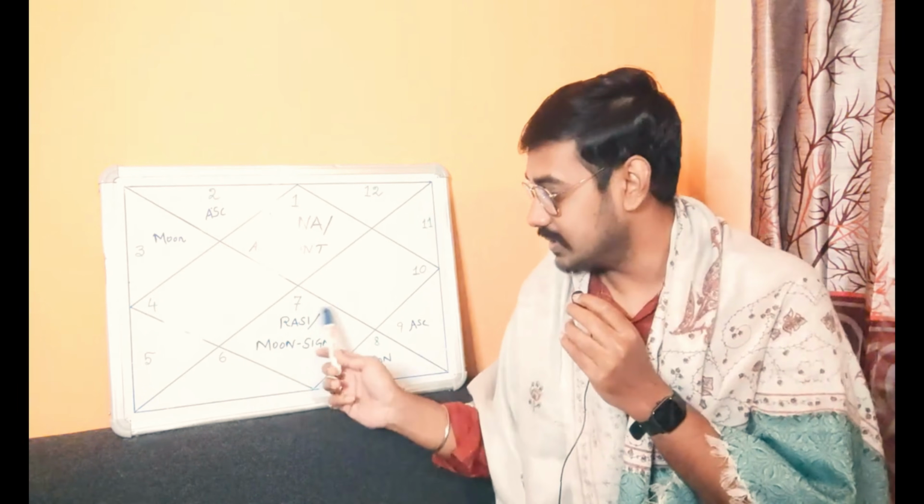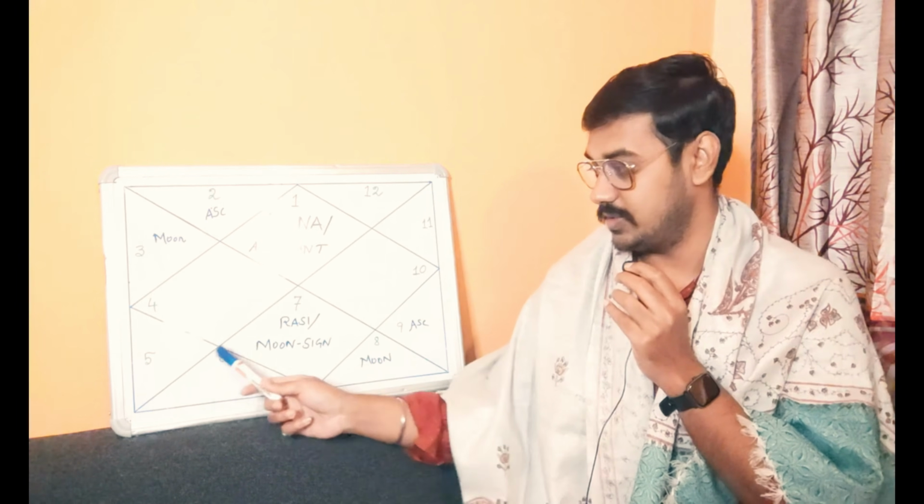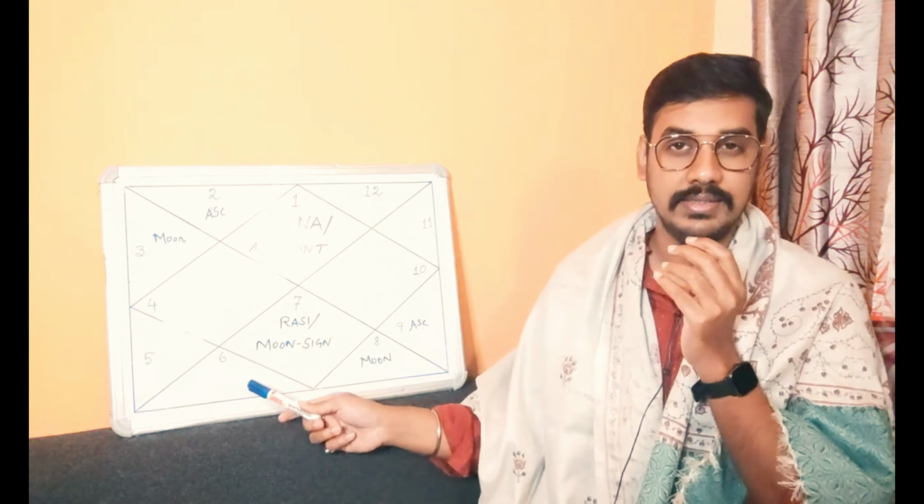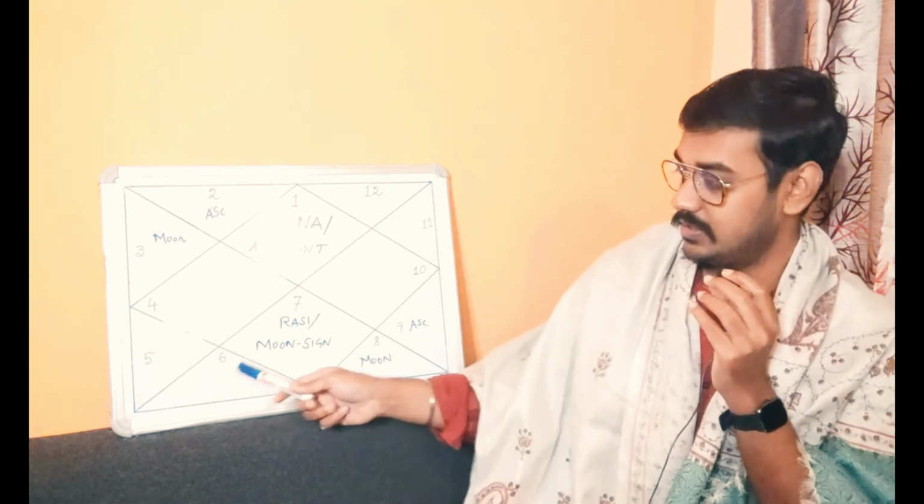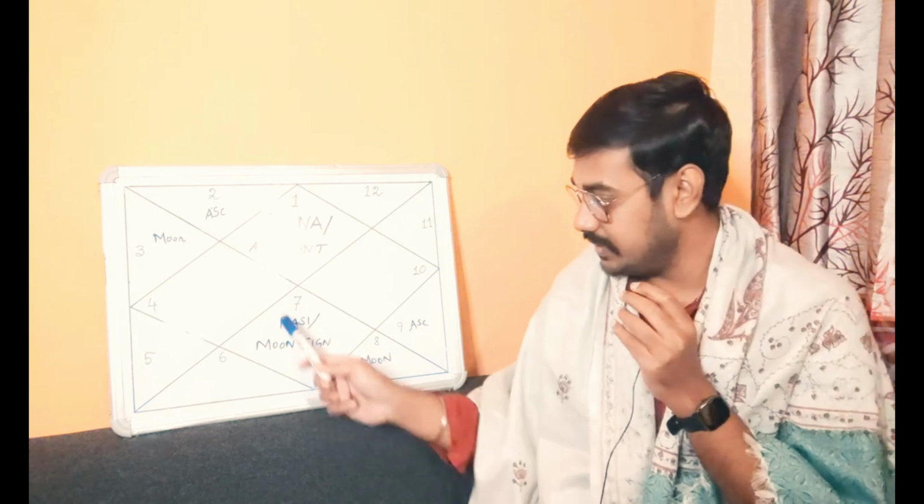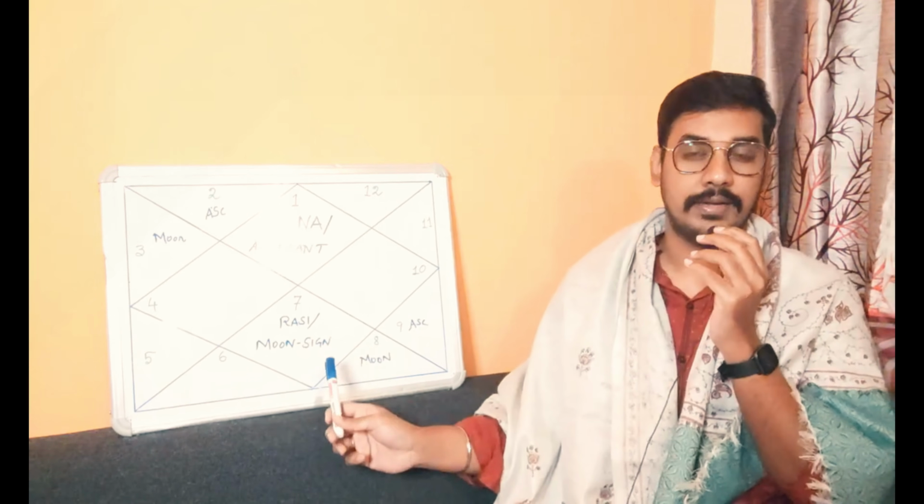B, and the 7th house is the gain house of the 6th house. So 6th house is enemy, diseases, quarrels, litigation, and the 7th house is the gain house. So when you're activating the 7th house, the 6th house will also get activated.